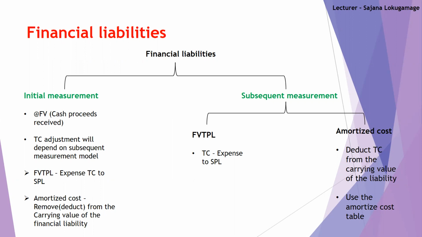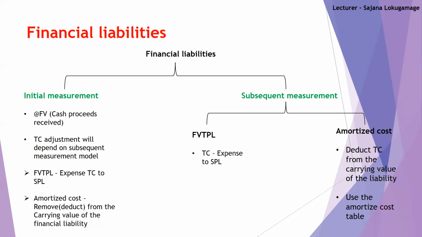That will depend on your subsequent measurement. If you choose FVTPL, fair value through profit or loss, as your subsequent measurement, the transaction cost initially you have to expense to the statement of profit or loss. If you choose the amortized cost model as your subsequent measurement, at the initial stage you have to remove the transaction cost from the carrying value of the financial liability. Remove in the sense you have to deduct the transaction cost from the carrying value of the financial liability. That means, guys, you have to debit the financial liability by the amount of the transaction cost.